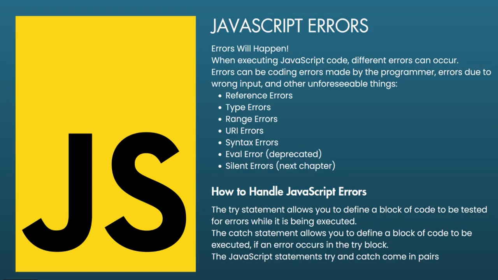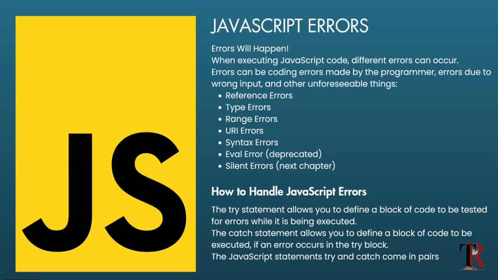JavaScript errors. In JavaScript, errors will happen. Sometimes the errors will come as a result of the fact that you omitted something or you misspelled something or you try to perpetrate the wrong syntax. So errors will happen, even though it might not be obvious, but errors can happen in your code or program.